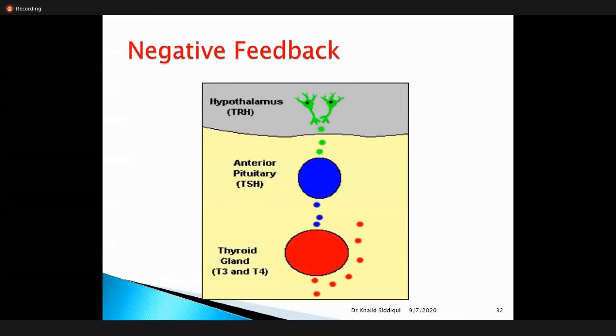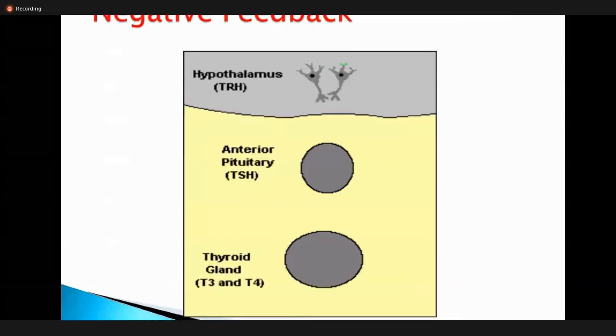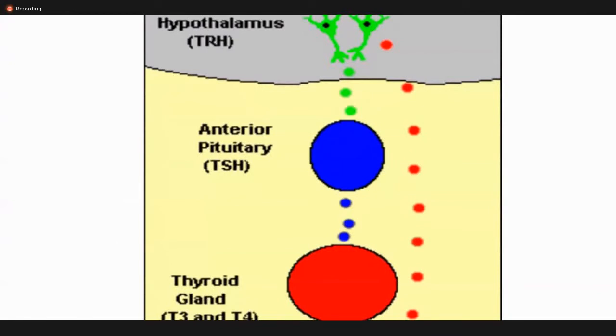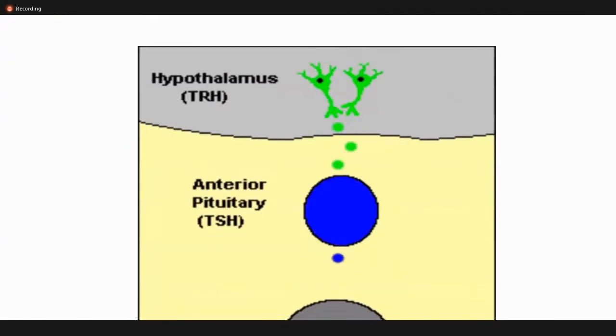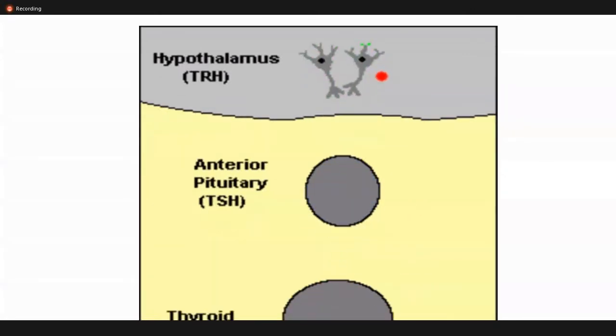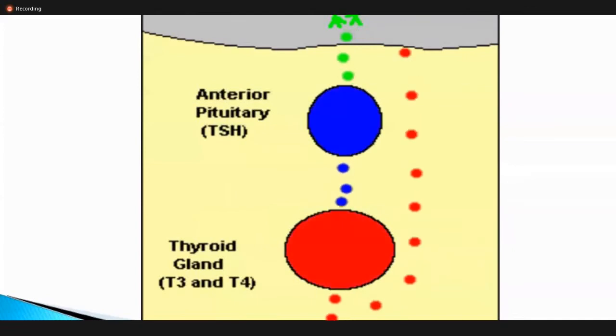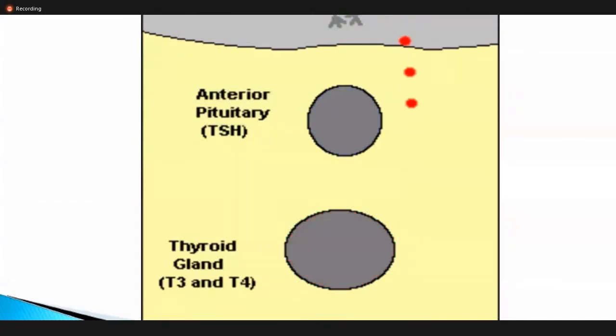Now here you can see the negative feedback mechanism of the protein hormones of the anterior pituitary. Here you can see the hypothalamus is releasing the activating factors, which act upon the anterior pituitary, which is blue in color, and this increases the secretion of the pituitary hormone. In this animation, the example given is thyroid stimulating hormone.